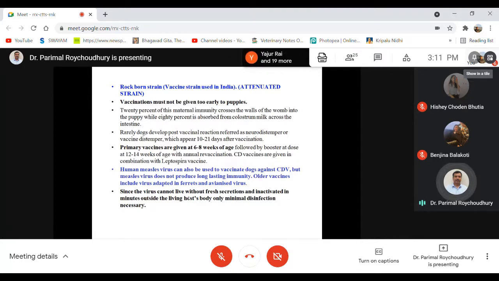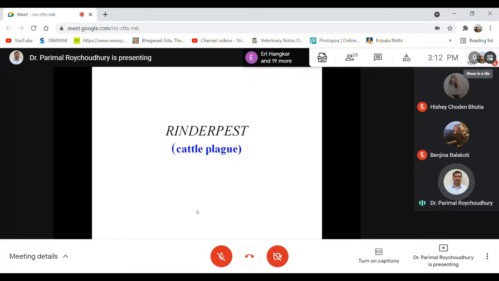So again, the other preventive measure, as I said, is that the virus is not stable in the environment. Hardly for a few minutes it can survive outside the host. So disinfecting the premises will readily inactivate the virus, and close contact is always needed. So by avoiding the close contact, we can get rid of the infections. Okay.